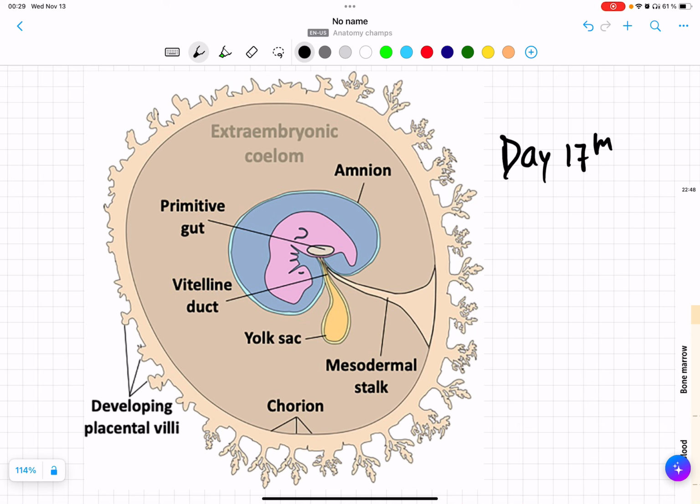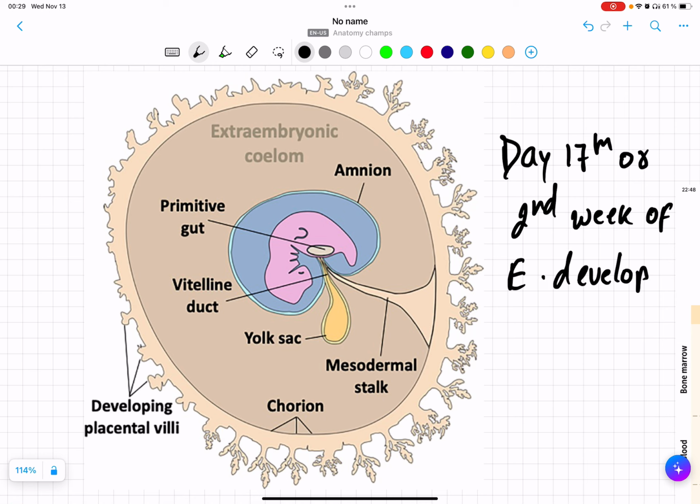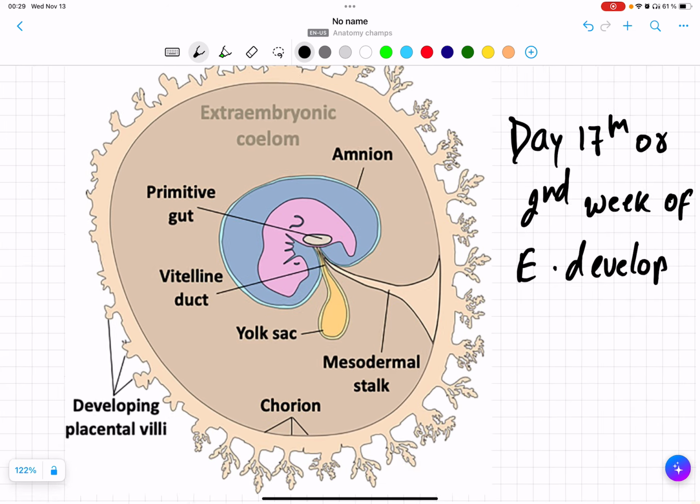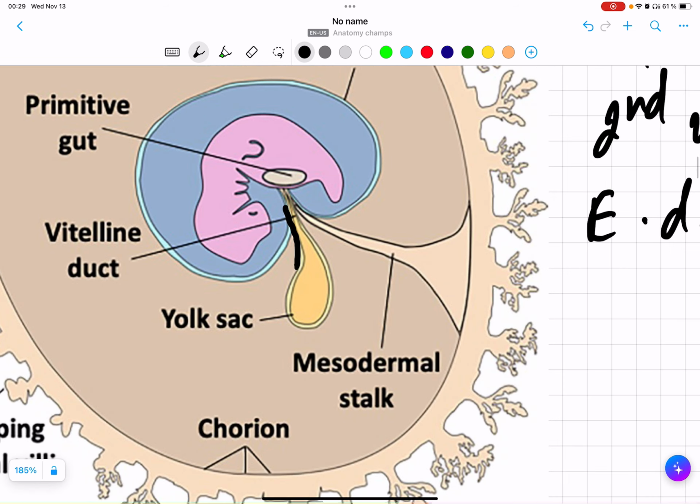So, if I talk about the development of the blood vascular system, that begins at day 17 or the second week of embryonic development. So, at the 17th day in the embryo, inside the yolk sac, mesodermal cells come and they get arranged in the form of clusters.